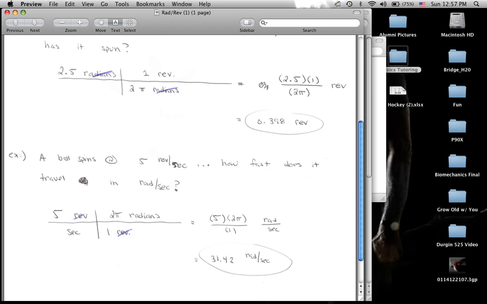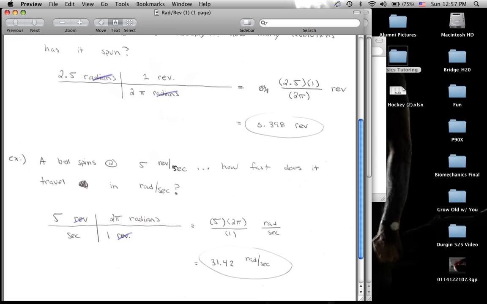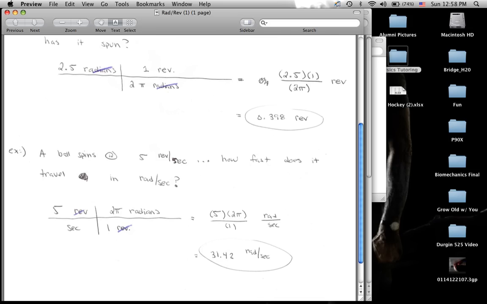I'll write down 5 revs over seconds, and then I'm going to go back to my conversions. It's going to be the same conversion that we used in the last problem. The only difference is I'm starting with revolutions and now I want to get to radians, rather than starting with radians and going to revolutions. So I'll use the same conversion, but now I'll write revolutions on the bottom and radians on top, so the revolutions cancel. And what am I left with? 5 times 2 pi all over just 1, and my units are radians per second. You do the math and you get 31.42 radians per second.